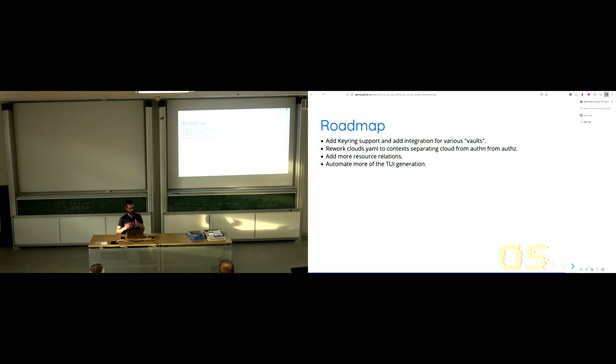Next, more resource relations, like from security group you end up in security group rule. From the network you end up in subnets. From subnet you end up in ports. From load balancer you end up in listeners. So there are already quite a lot of relations, but in OpenStack there are so many relations that it's actually hard to keep everything in mind. So just continuing improving that, and of course.